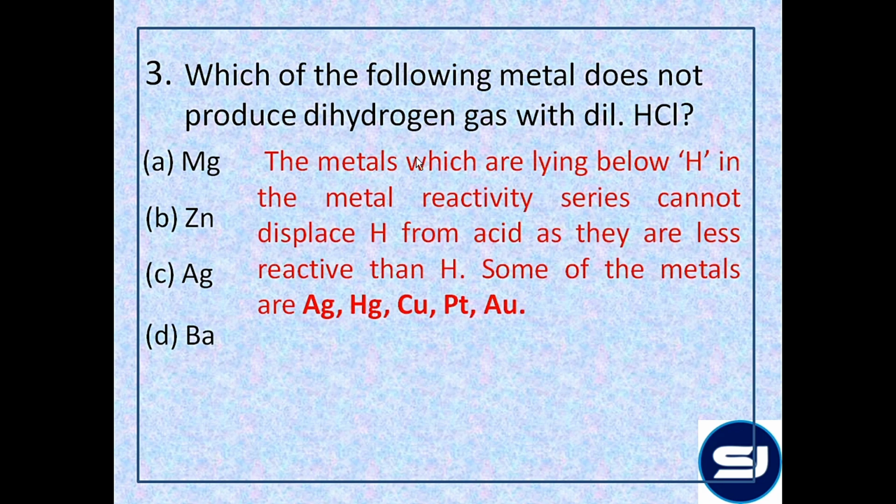So, the metals which are lying below H in the metal reactivity series cannot displace H from the acid as they are less reactive than hydrogen. Some of these metals are Ag, Hg, Cu, platinum, gold. So just remember that Ag, Hg, Cu, platinum, gold, which are less reactive, can't displace the hydrogen from the acid. Hence, out of the options given, the answer is silver.